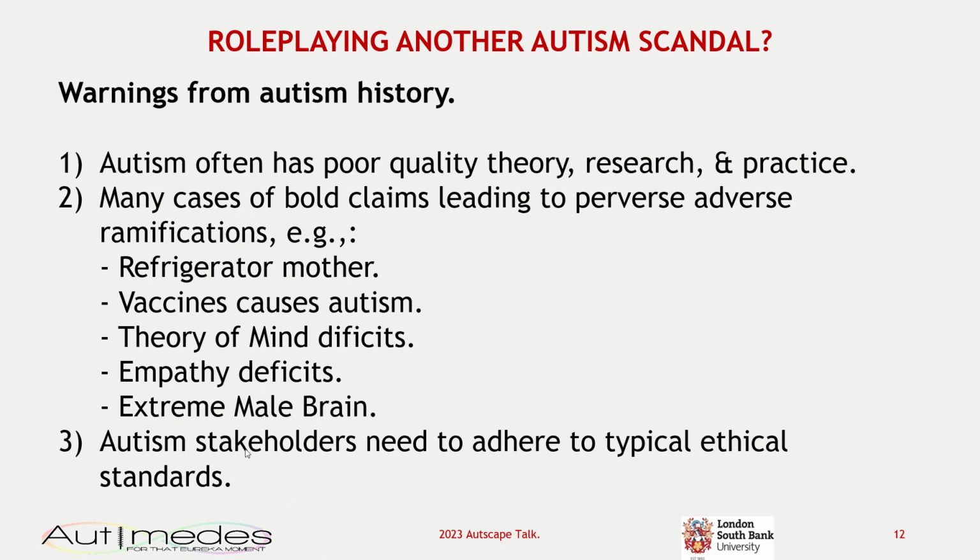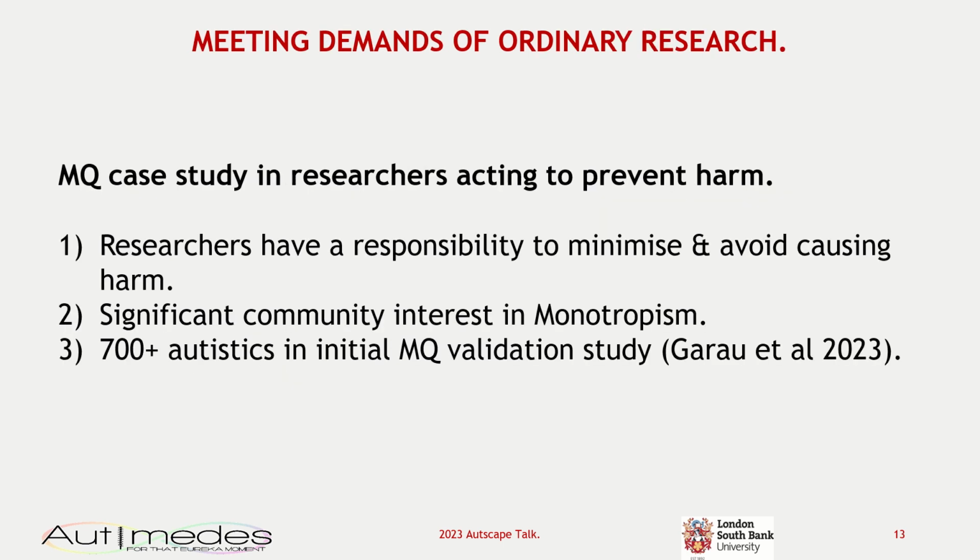But what this means is that autism stakeholders, whether advocates, researchers or autistic people themselves, have very good reasons to adhere to typical ethical standards. I'm going to give an example. I'm a co-author on the Monotropism Questionnaire initial validation study, and we as researchers have a responsibility to minimise and avoid causing harm to anyone, including our participants, but also to the general public.